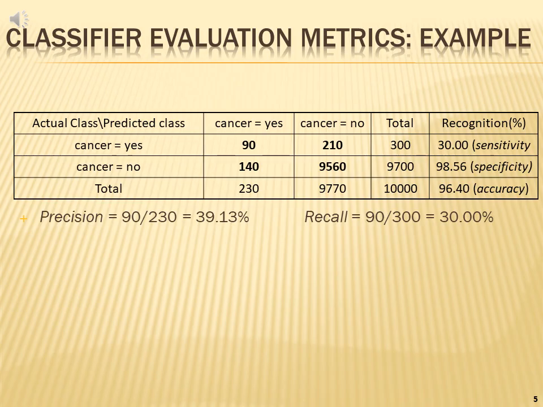Here's an example where the model predicted 230 positives, but only 90 were correct, giving a precision of about 39%. Out of 300 actual positive cases, it only got 90, so recall is 30%. Specificity is very high, nearly 99%, which shows the model performs much better at identifying negatives than positives.